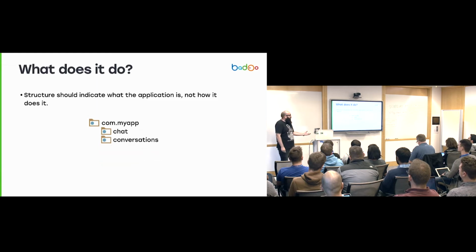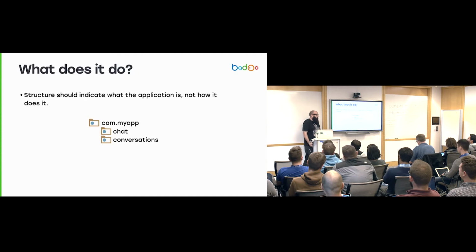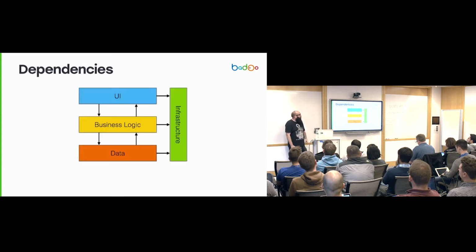If you look at something like this, you could see that's probably an application to do with chats. It's got something to do with conversations and chat. It's very clear. You've got no idea how it's implemented. It might not be an Android app. It could be absolutely everything. But it's clear what the intent is of the app.